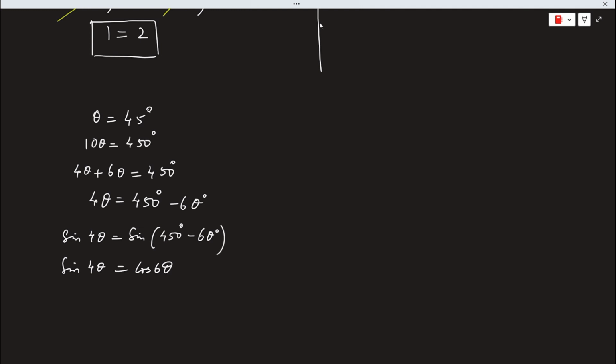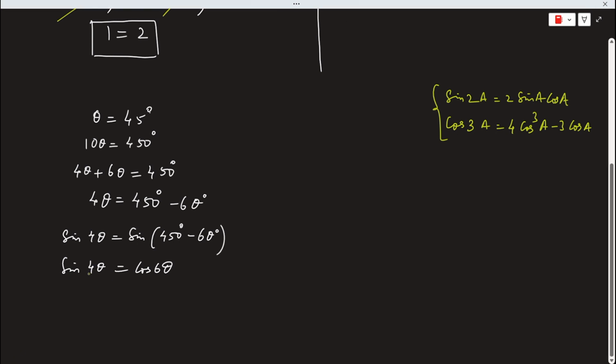Now let me recall one very important result. Sine 2a is 2 sine a into cos a. And similarly cos 3a is 4 cos cube a minus 3 cos a. These are two very interesting results of trigonometry which we are going to use here. If I take this as sine 2a, a is 2 theta. Using the first result, in place of a I write 2 theta. So this becomes 2 sine 2 theta into cos 2 theta is equal to cos 6 theta.